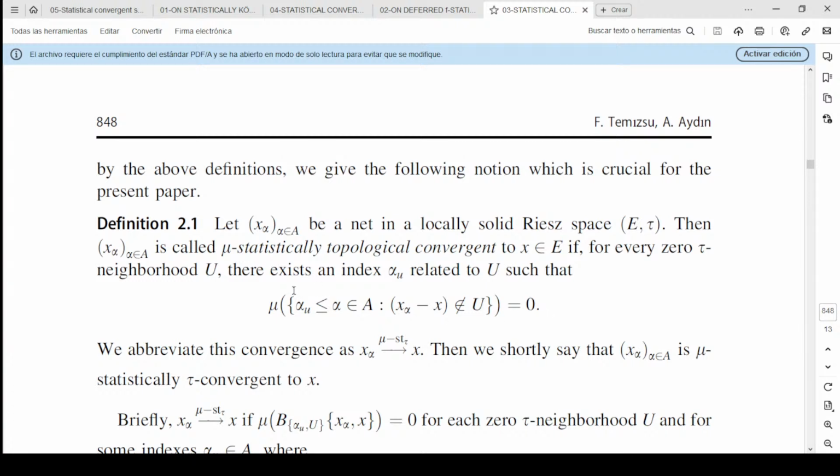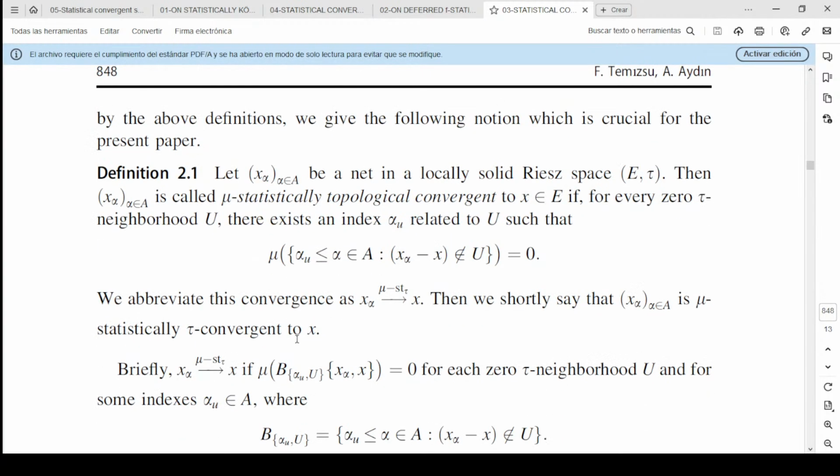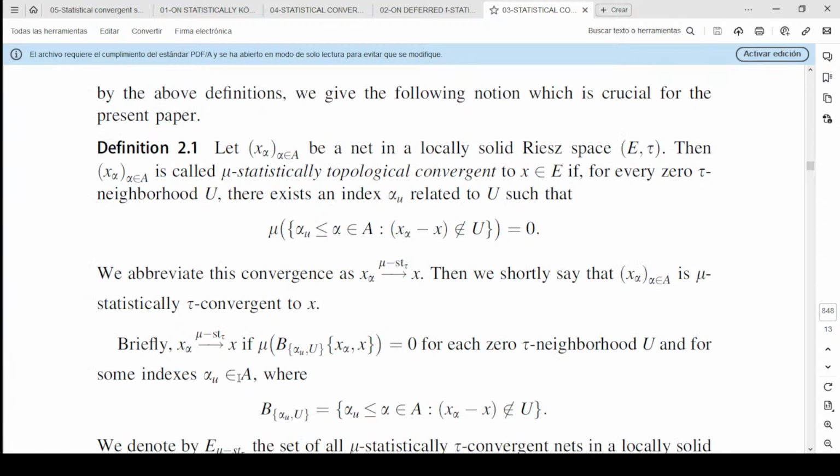If we take A as the set of all natural numbers, then we see that this concept reduces to statistical convergence in topological spaces. So this definition is a generalized version of the original concept for locally solid Riesz spaces.